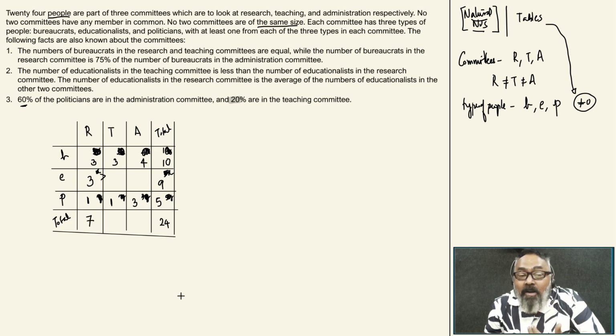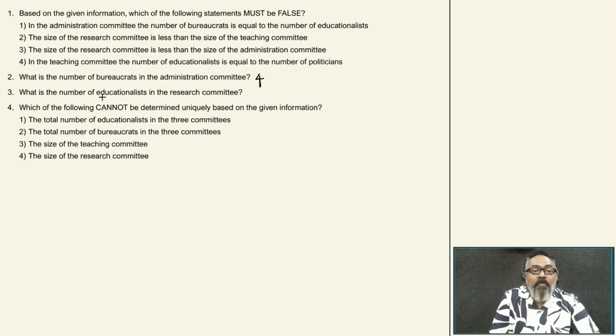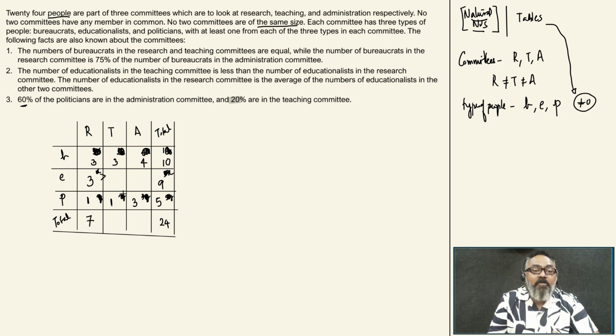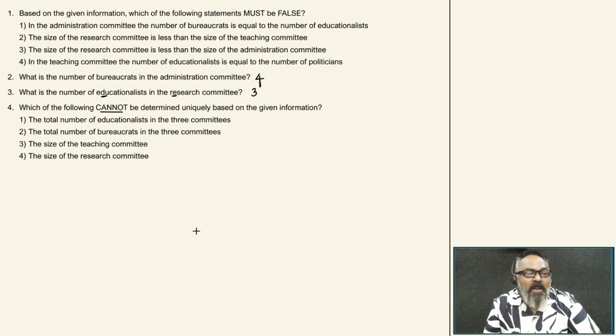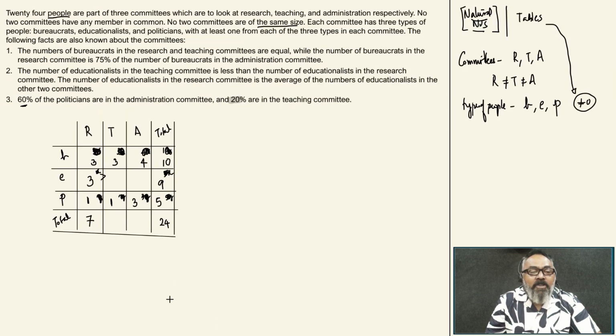This total is 7. Now, we could answer some of the questions here. One more. What is the number of educationalists in the research committee? Educationalists in the research committee is 3. Okay, that we get. Which of the following cannot be determined? I'm sure that we'll be able to find this: the number of educationalists in the 3 committee. That's something that we can find for sure.